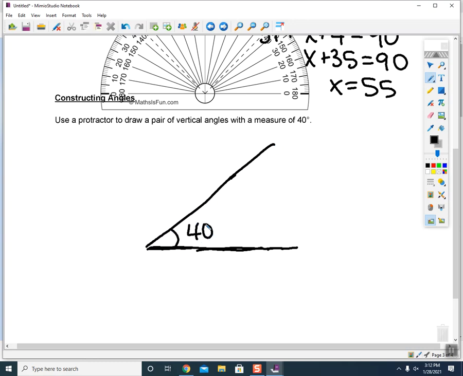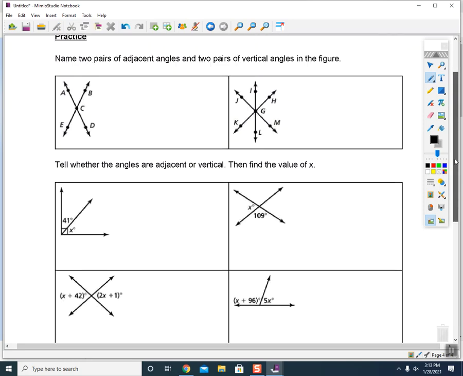Get in the habit of labeling these. It's going to be important as we do more things with angles. So that's my 40-degree angle. It tells me that I want to create a pair of vertical angles though. Vertical angles are across from each other. There's a real simple way of doing that. I'm just going to extend both of these lines. That means that this angle now is also 40 degrees. Okay, we'll do more practice with this later. But here's how we do that.